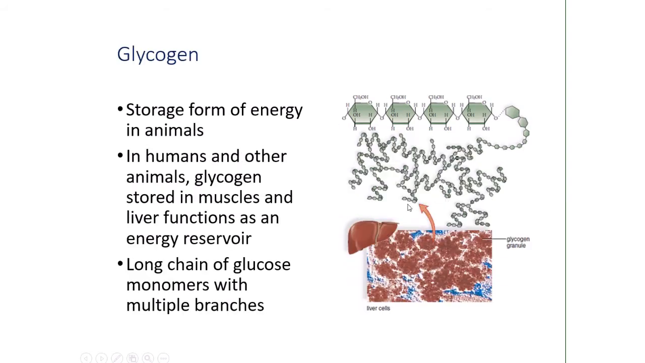When you skip a meal, for example, and your blood sugar is running a little low, your liver can take this glycogen and chop up a few glucose here and there, and release them into your bloodstream, and you'll be able to maintain the blood sugar level until you eat something.